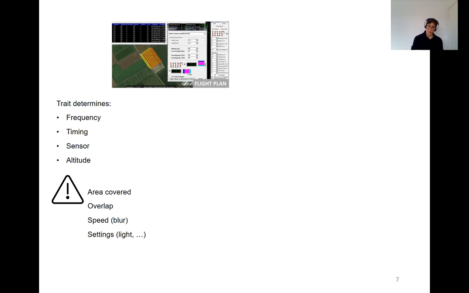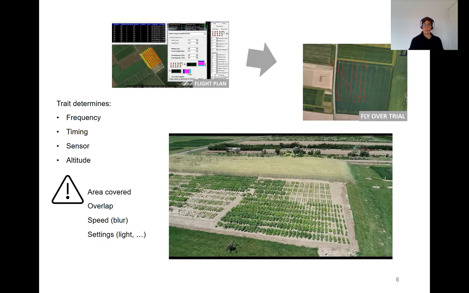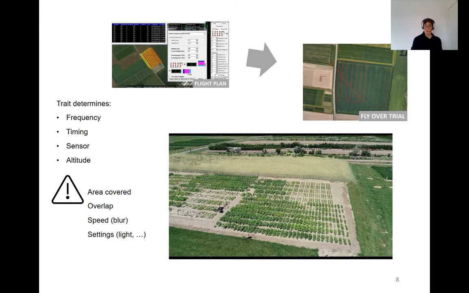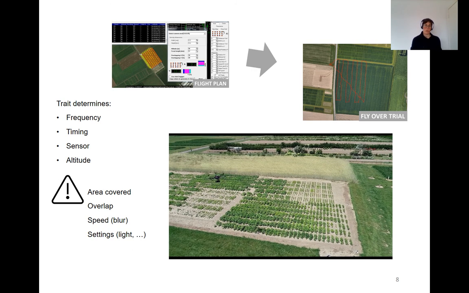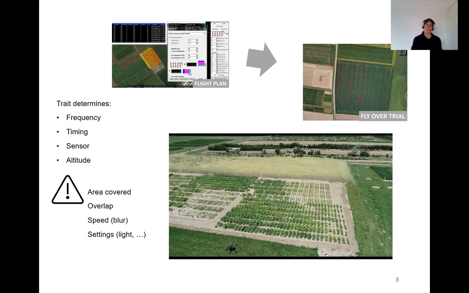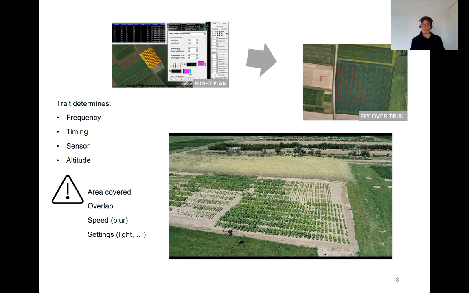And how is this done? First of all, we have to design the flight plan. It depends on the trait that we want to measure. We are going to decide about the sensor to use, the altitude, how frequently we need to go to the field, and the timing. When the weather conditions are okay, the moment arrives, you go to the field, you fly over the trial. You need to really be sure that you not only cover the trial, but also some borders to have enough overlap of images in the entire field. And you need to be careful with the settings of the sensor to have high quality data.